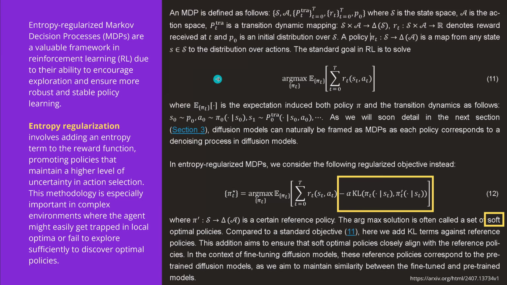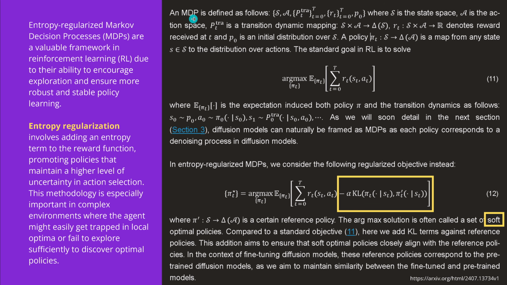Great. So let's start here, and you might say, hey, finally some formulas. Yes, we are here with entropy regularized Markov decision processes. They are so important for our reinforcement learning due to the ability to encourage exploration, and they ensure a more robust and stable policy learning. Great. So what is it?